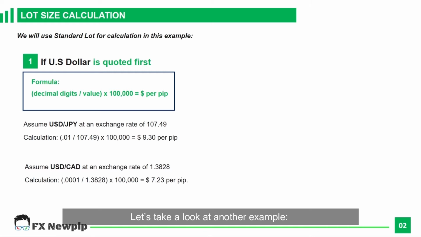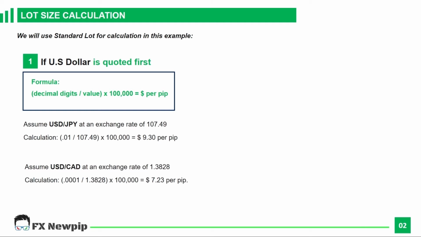Let's take a look at another example. Assume USD/CAD at an exchange rate of 1.3828. The calculation will be 0.0001 divided by 1.3828 and times 100,000, which is equivalent to $7.23. Do you notice in this calculation we use 0.0001? It's because the USD/CAD pair comes with 4 digits at the back, which is 0.3828.